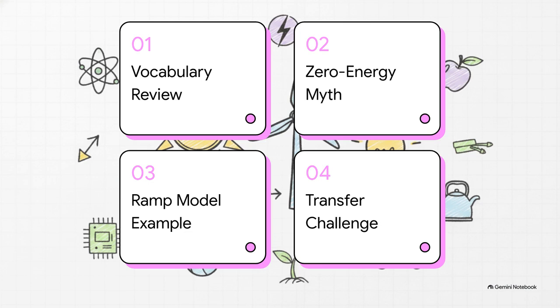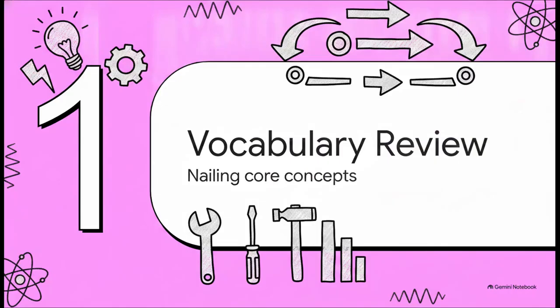Okay, here's our game plan for today. First, a quick vocabulary review. Second, we're busting the zero energy myth. Third, we'll walk through a ramp model example. And fourth, we'll wrap up with the final transfer challenge. Kicking things off with Section 1, Energy Systems Vocabulary Review. Let's nail these core concepts.